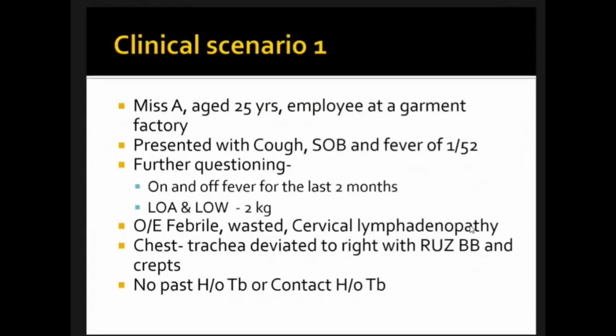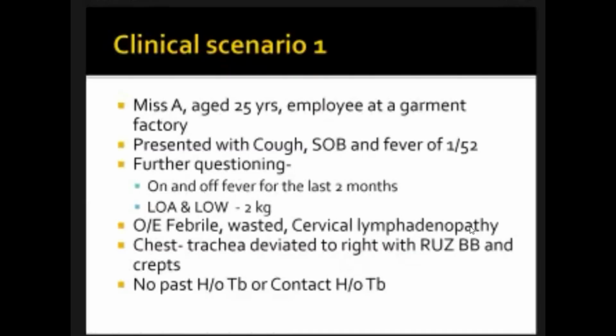Scenario number one is Miss A, age 25 years, employee at a garment factory, presenting with a cough, shortness of breath, and fever of 1 week duration. And on further questioning, she had an on and off fever. And this is very important. When you take the history, sometimes you get only a very acute history.